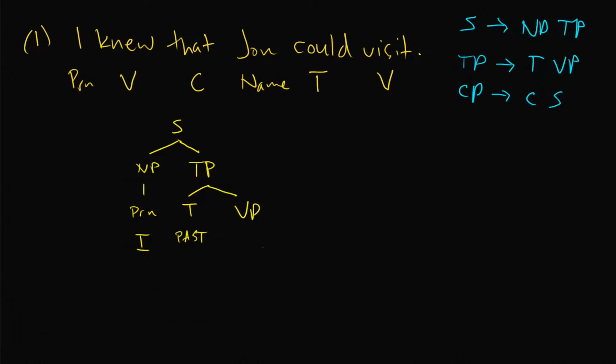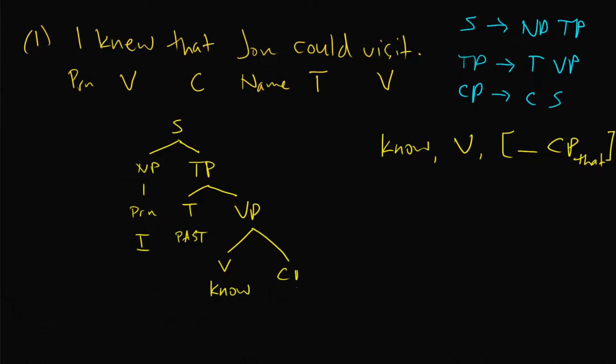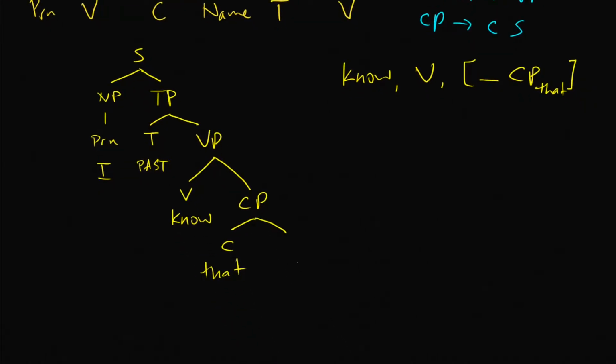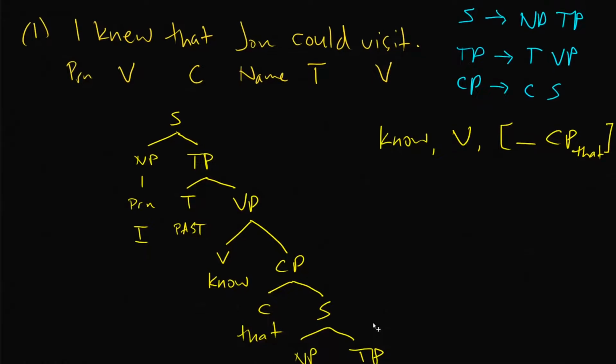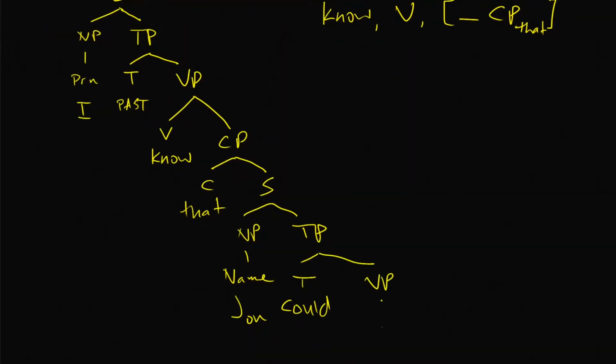There's a verb phrase here, headed by the verb know. And the verb know subcategorizes for a CP, and specifically one headed by the complementizer that. So there's a CP here, complementizer that, make a little more room here, and now we have a new S. And then this T is the modal element could. And here we have an intransitive verb that doesn't select for anything.